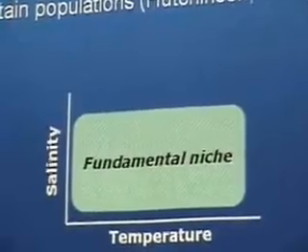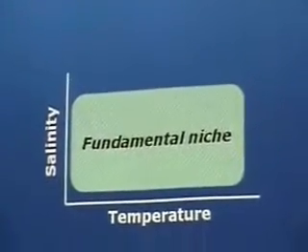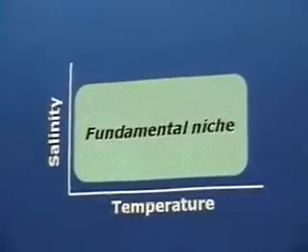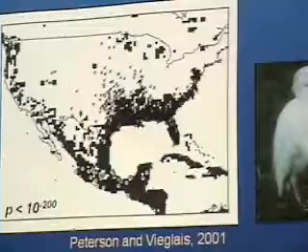Now, realistically, it's a much more complex set of variables. Two variables never determine anything. It's going to be more complicated than that. But this is the basic idea we're trying to figure out: what types of situations can these different species live within?